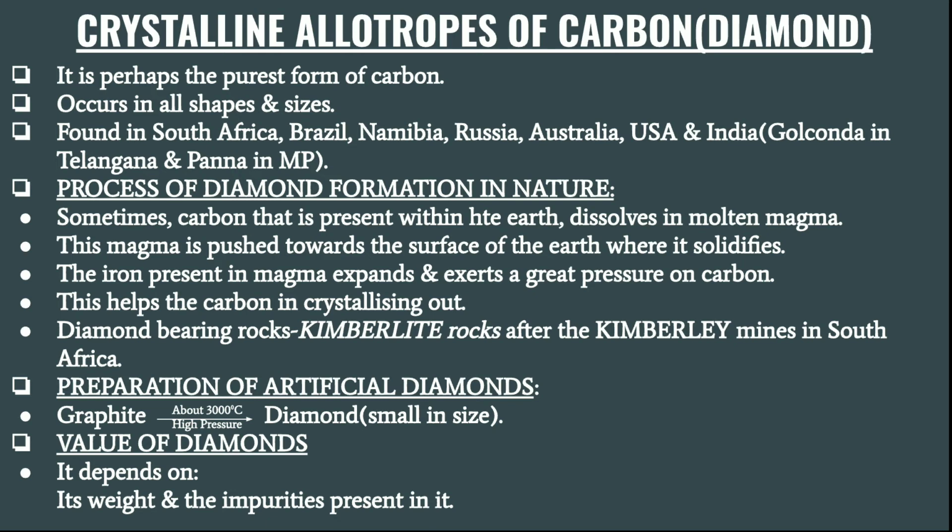Diamond occurs in all shapes and sizes, and is found in South Africa, Brazil, Namibia, Russia, Australia, USA, and India. In India it is found in Golconda, which is in Telangana presently, and Panna in MP, that is Madhya Pradesh. Then how is diamond prepared in nature?